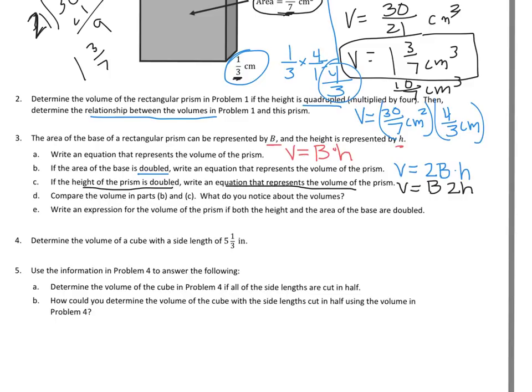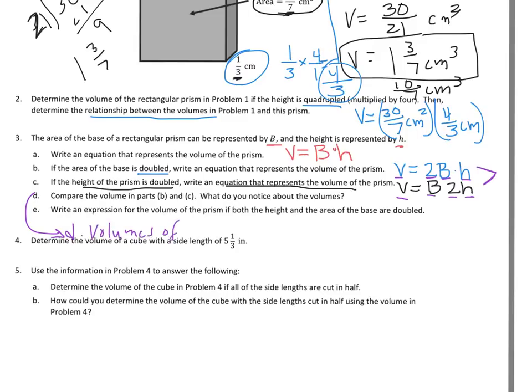D says compare the volume in parts B and C. What do you notice about the volumes? And the first thing I see with the two equations here, the formulas, is that they both have a V for volume, they both have a B, they both have a 2, and they both have a height. And I know the commutative property says I can multiply in any order, and I'm still going to get the same answer. So that tells me that, and I'm going to bring this down here. So this is D.